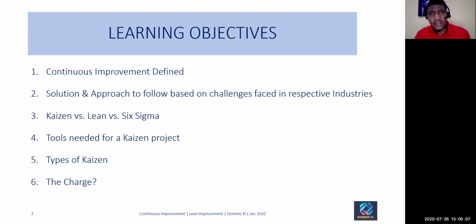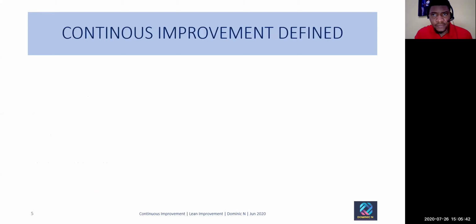What are we learning today? Today, I want us to understand continuous improvement squarely. I want us to look at the approaches to follow based on the challenges that are faced in different industries. I want us to look at Kaizen, Lean, and Six Sigma. What are the differences? How do we use these tools? I want us to look at the tools needed to jump into a Kaizen project. I want us to look at the types of Kaizen. I want us to leave this place with a charge on how we're going to apply continuous improvement in our daily lives.